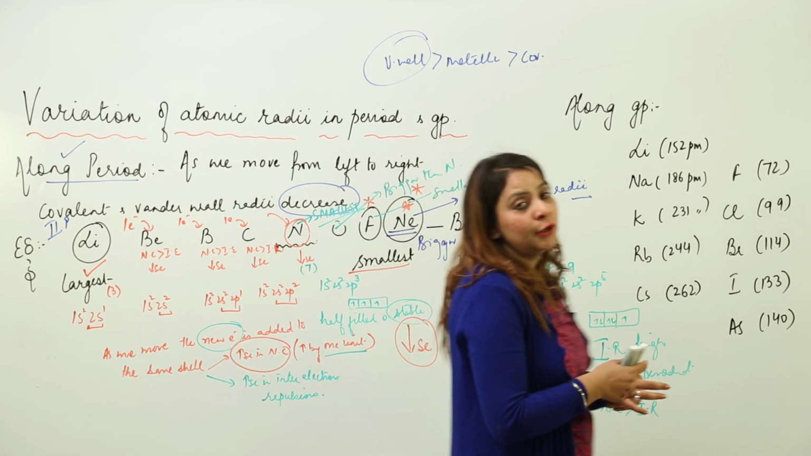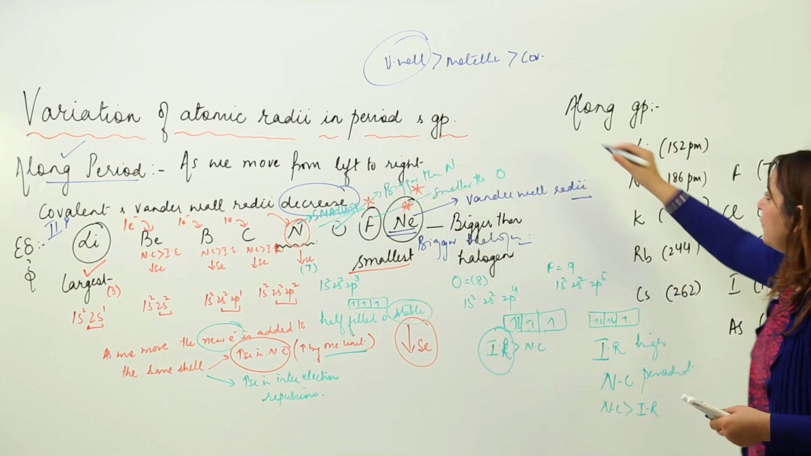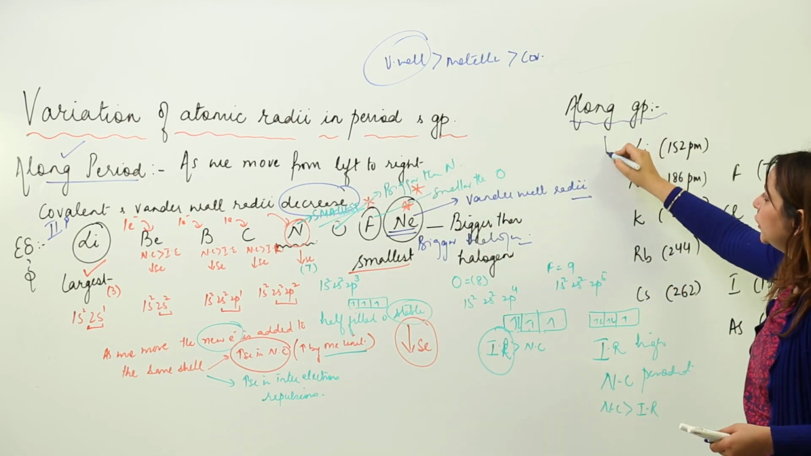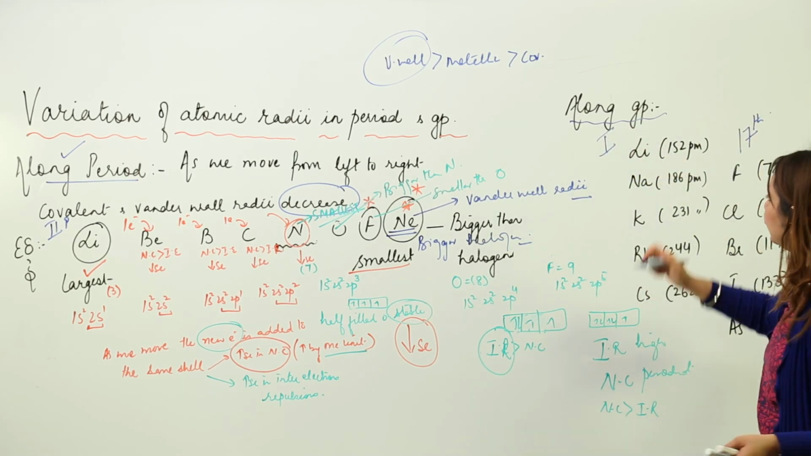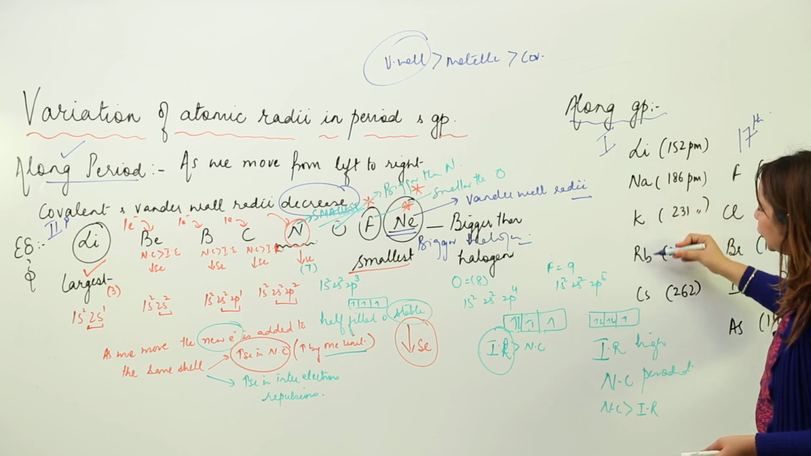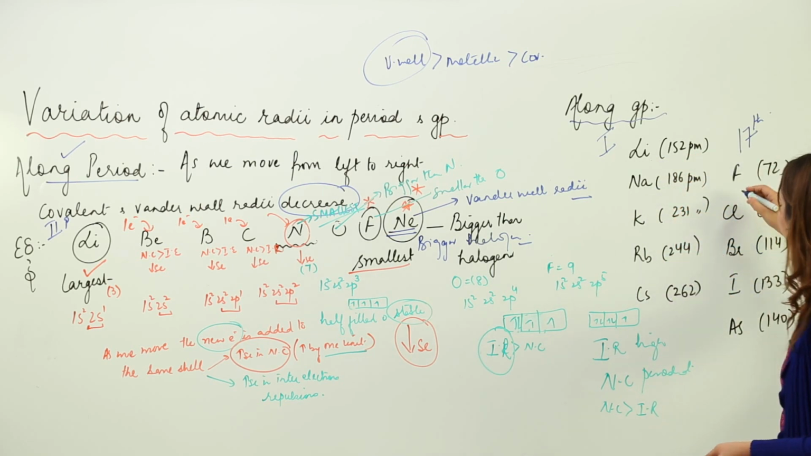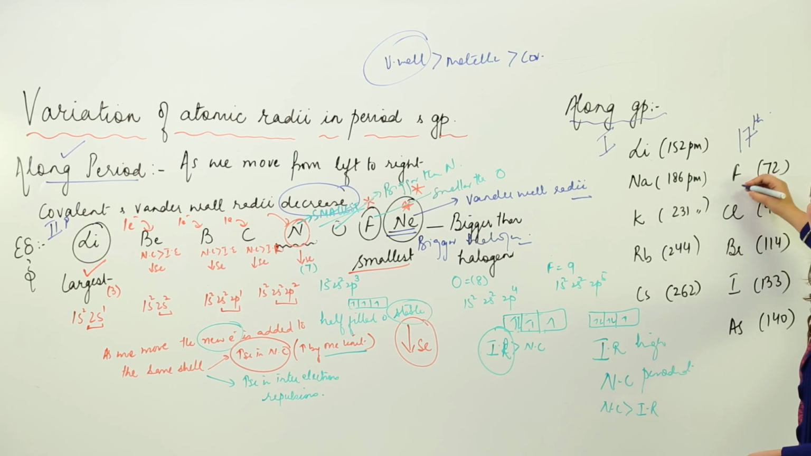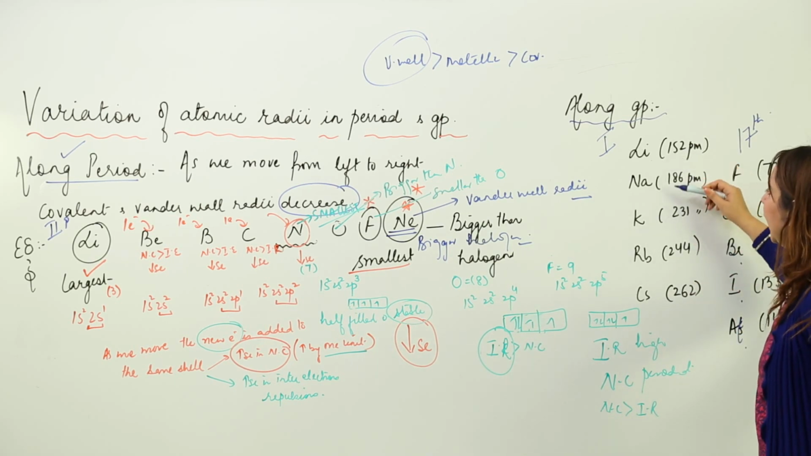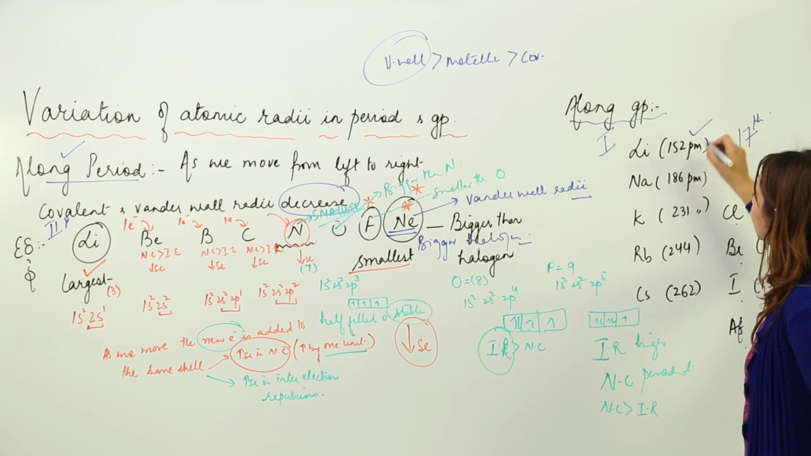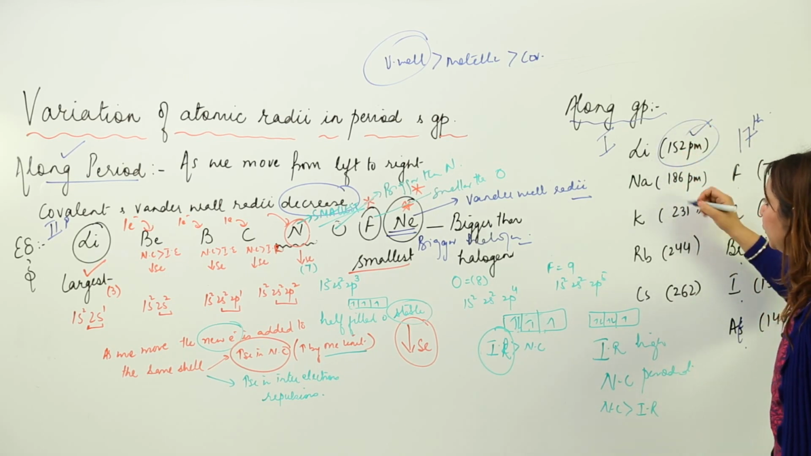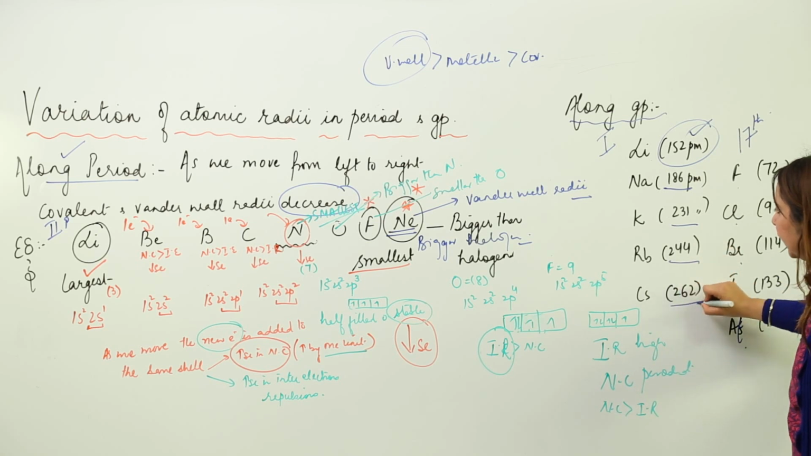Now if we talk about the group, I have an example for you. This is our first group and this is our 17th group of the periodic table. The first group is lithium, sodium, potassium, rubidium and cesium, and the 17th group is the halogen family: fluorine, chlorine, bromine, iodine and astatine. As you have seen, I have written a value for the atomic radii, so you can see that lithium is the smallest in the family, because as we are moving down the size is getting increased.